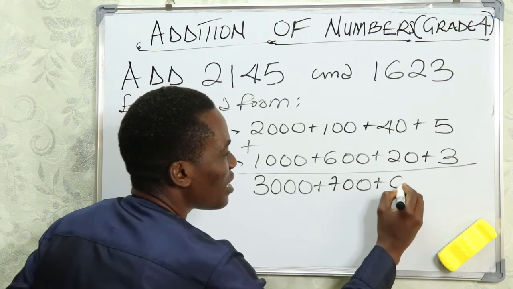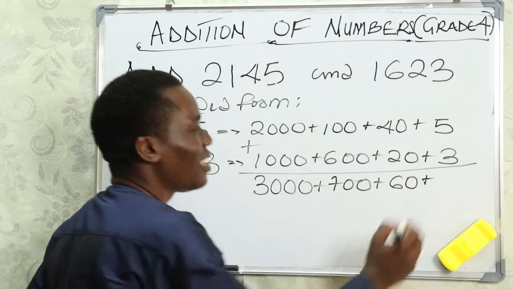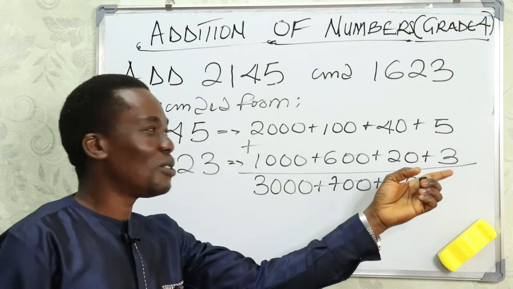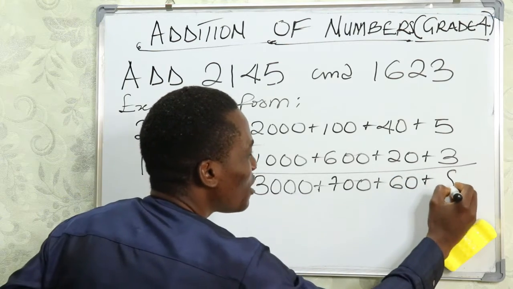6. In the 10 states we have what? 6 and 0. And finally 5 plus 3, did I hear you say what? 8. Very good. That's my brilliant student. This will give you what? This will give you 8.